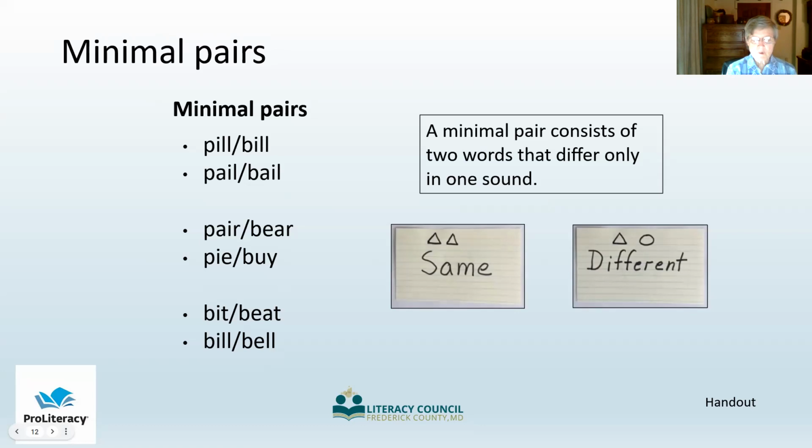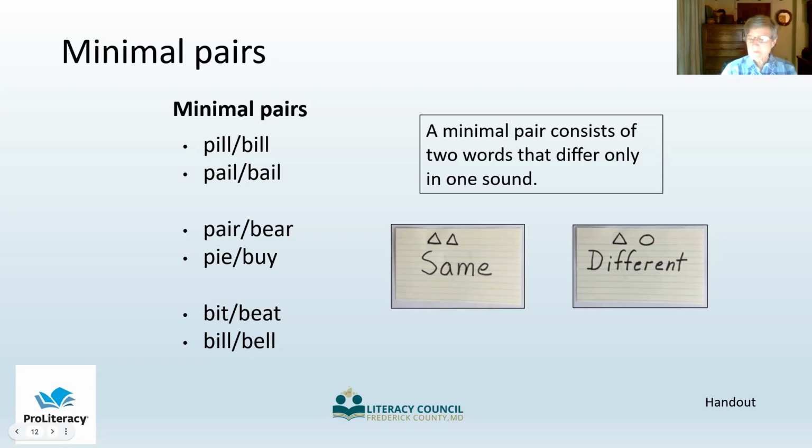One really good way to work with minimal pairs is to ask your student to listen to two sounds or two words and tell if they're the same or different. So you have pill, pill is the same, pill, bill is different. But first you might have to teach the meanings of same and different.